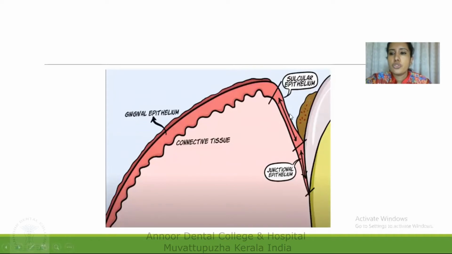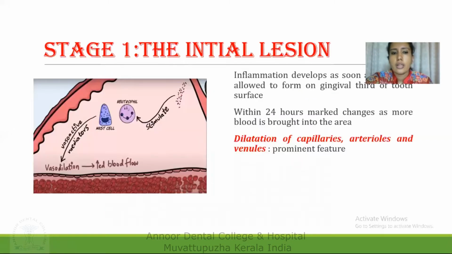Before coming to the stages, see, this is the cross section of the tooth, and this is a tooth. And this is the gingival epithelium. This is the sulcular epithelium, and you can appreciate here the junctional epithelium. And this brown thing which is present here is the plaque. The plaque that was present on the tooth will trigger inflammation. So now we are coming to stage 1, the initial lesion. The plaque on the tooth triggers the inflammation.